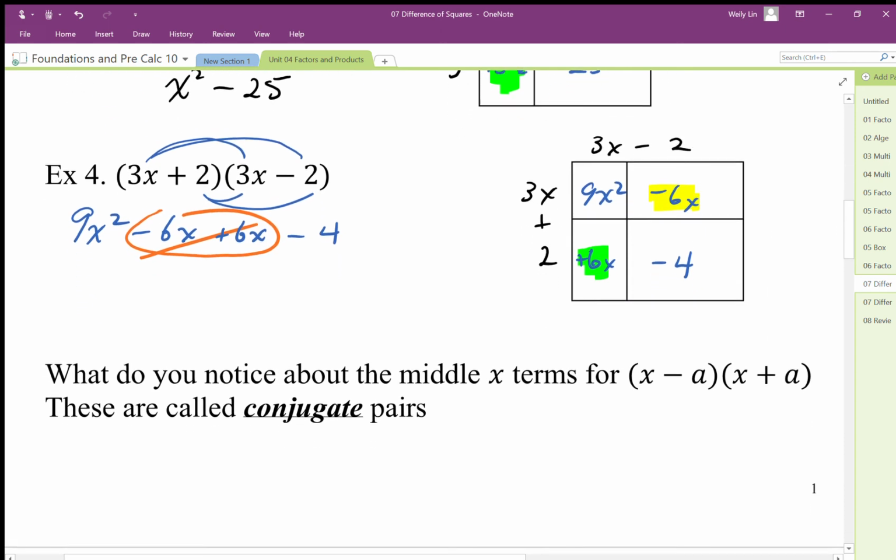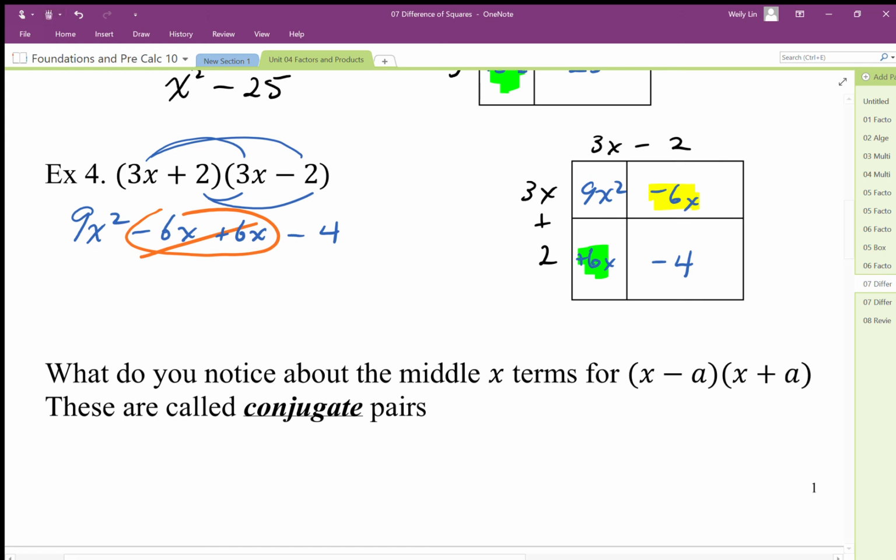Whenever we multiply out these conjugate pairs, when we have the same symmetry but opposite, the middle terms always cancel out and we get a difference of squares. So we end up with the first term squared minus the second term squared. This is a result of multiplying conjugate pairs with this type of symmetry. These middle terms cancel out and we just have these 2 squares left over.